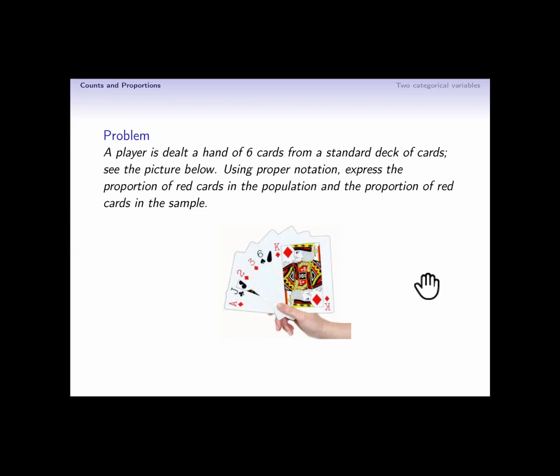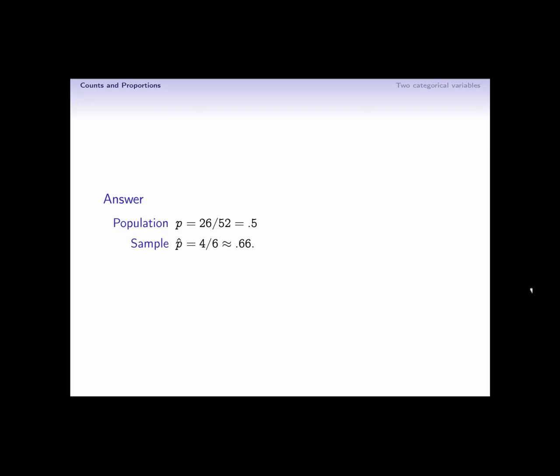That's 4 out of 6, or 2 out of 3, or 0.66. So we would say p hat equals 0.66. So p equals 0.5, but p hat equals 0.66. Just to summarize, our answer would consist of, for the population, for the deck of cards, p equals 0.5. For the sample, for the hand of cards that we were dealt, p hat equals 0.66.